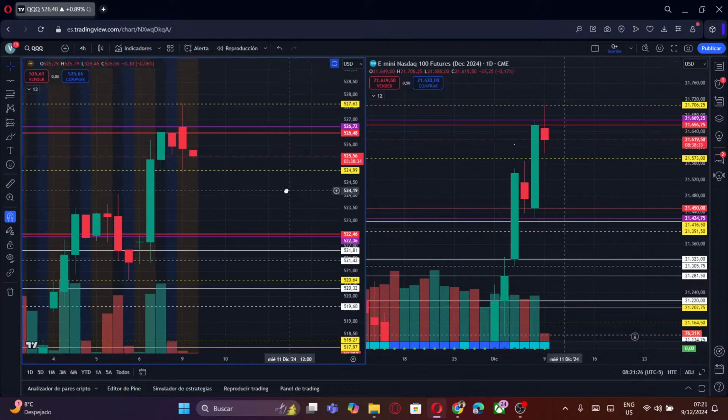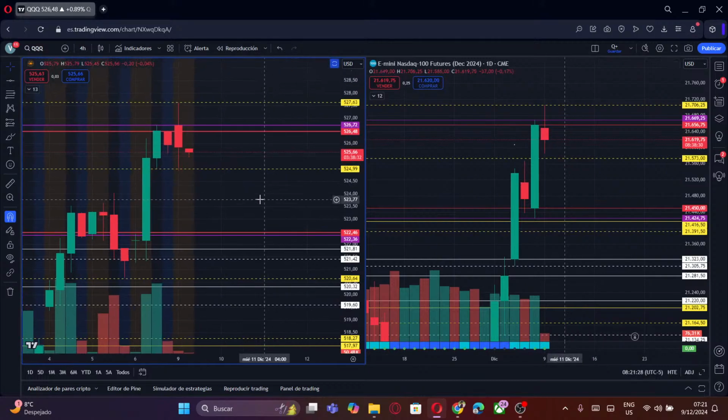So I will say that my first scenario will be going back, touching the red line and going down to the next red line here. I could say breaking these yellow dots, because like I said before, daily levels have more priority than 4 hours levels, because we still have all this imbalance here.